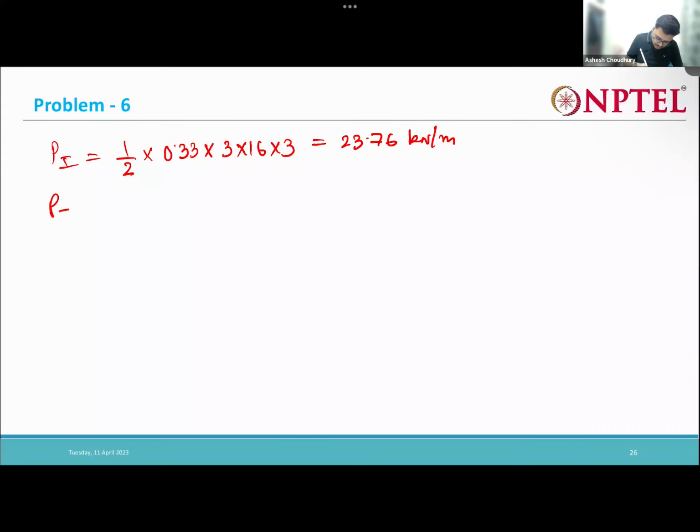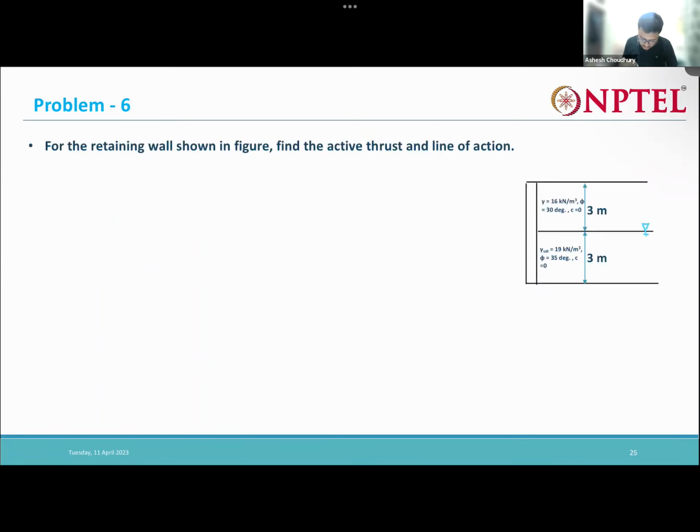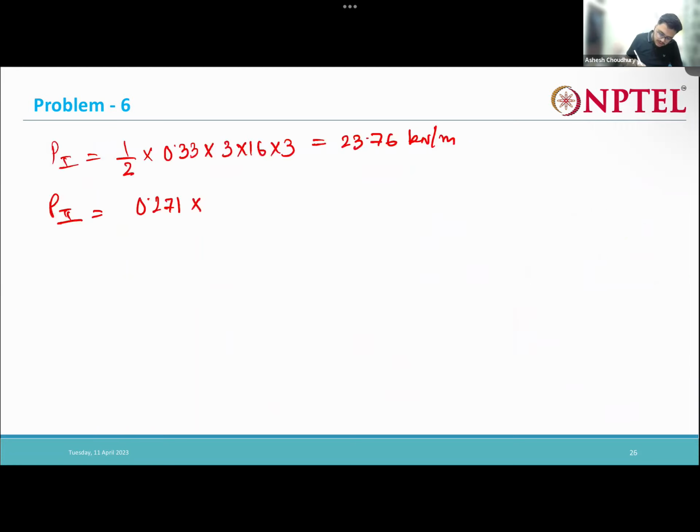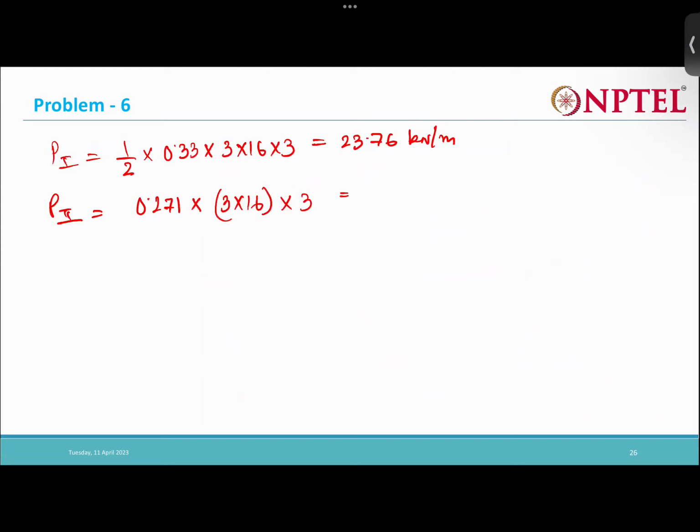And P2 similarly will be 0.271 into 3 into 16 into 3, 9 into 16 into 127. How much? 39.02.